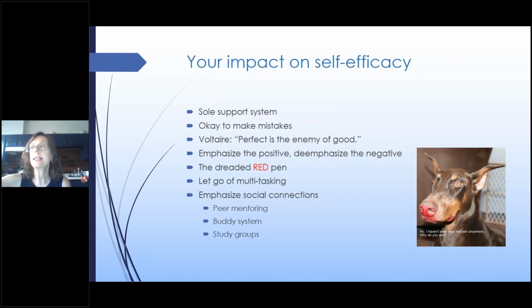The other one is, this is my sort of passion right here, letting go of multitasking. Multitasking is one of the worst things that we can do. Our brains are actually not designed for multitasking. It is one of the most inefficient strategies. It has been shown to actually waste time instead of being more productive.